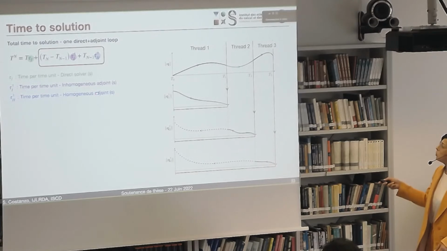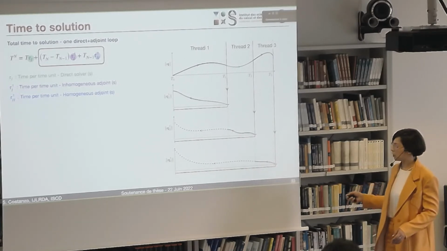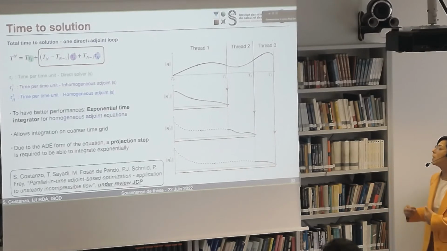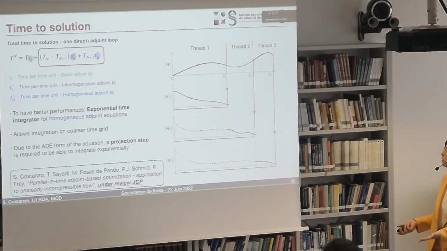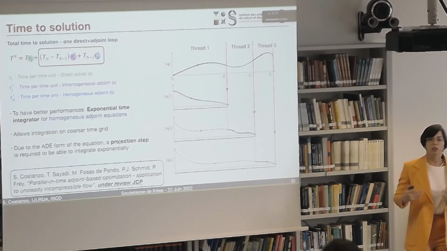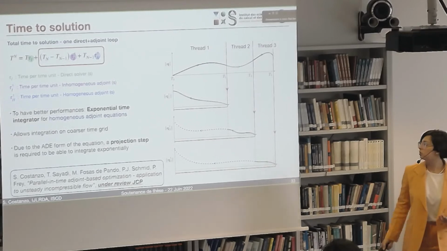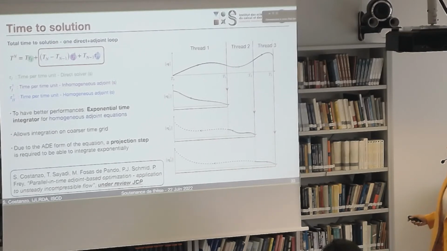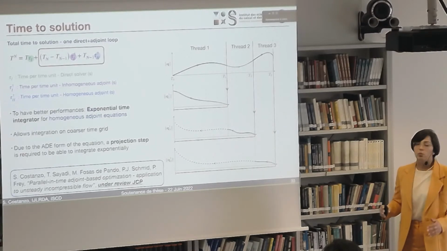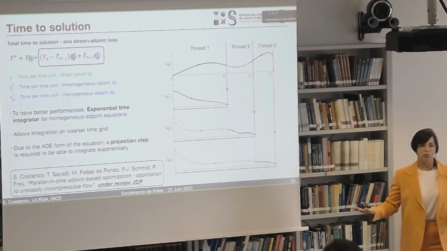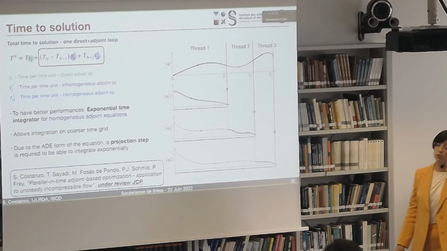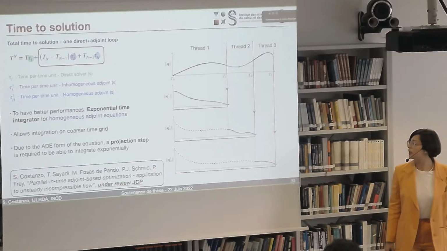So for the inhomogeneous adjoint, as I said, we introduce a non-uniform time partition to have a smaller partition at the end. And for the homogeneous adjoint, we can solve it using an exponential time integrator. This allows the integration on a coarser grid, still maintaining accuracy on the solution. Okay? But we are working with incompressible Navier-Stokes, so we have some constraints. The equation is a DAE. We need to do a projection step to be able to use an exponential time integrator. This work is now under review. It has just passed the first review step in JCP.